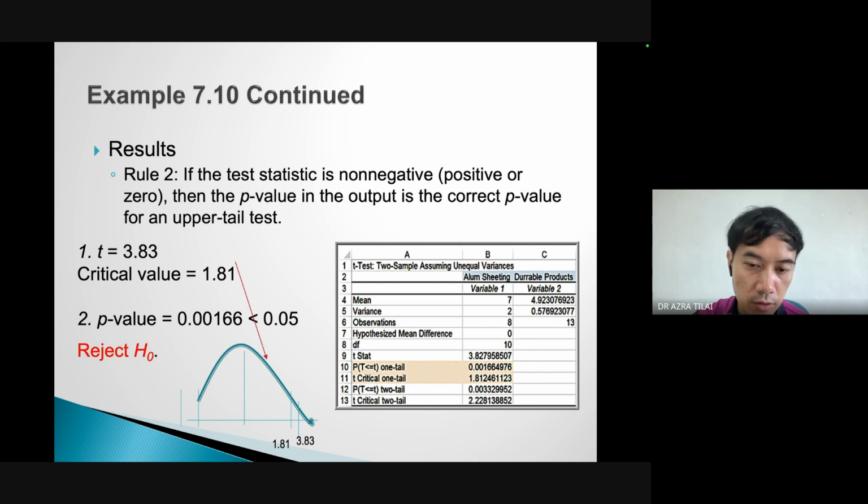Okay. So when you do the critical value, right? Critical value is 1.81. And then you find out that the t statistic is 3.83. So it's within the rejection region. So you reject the null hypothesis.